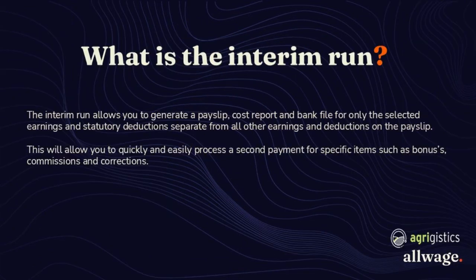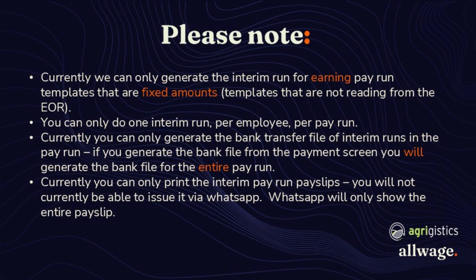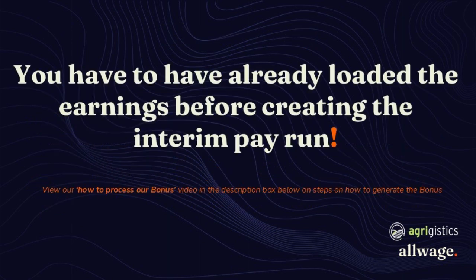An interim pay run will allow you to generate a separate set of payslips and reports to pay out specific items outside of the regular pay run dates. Please take note of the current limitations for the interim pay run, such as only being able to select fixed earnings and only being able to do one interim run per employee per pay run, among others. You would have already needed to load the amount in templates before entering the interim run. View video in description box below to assist with this.